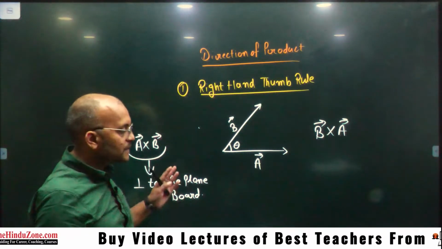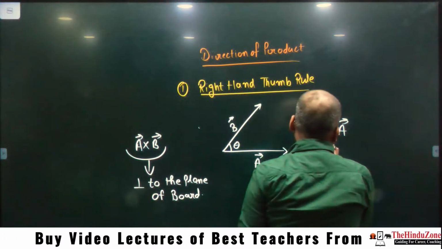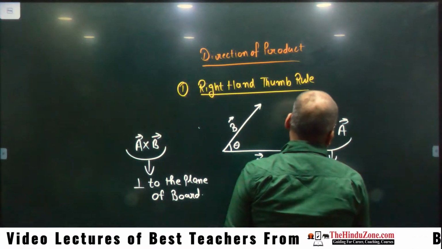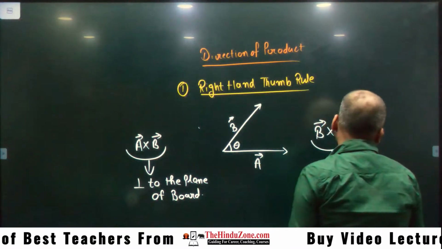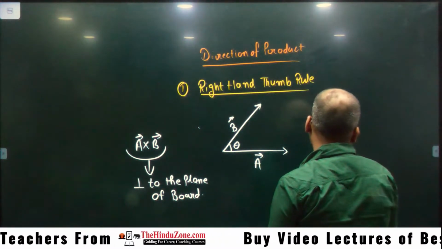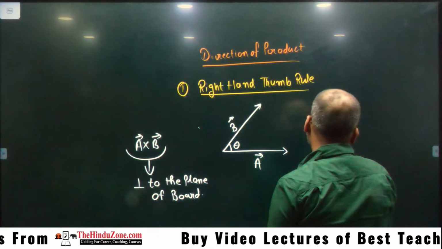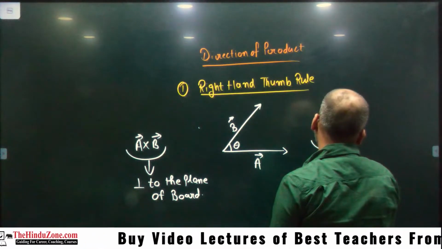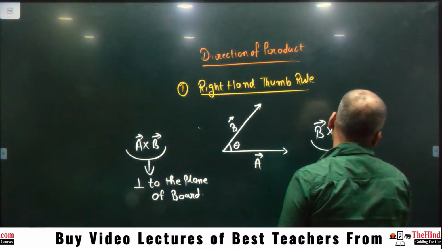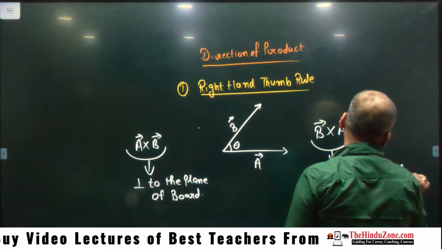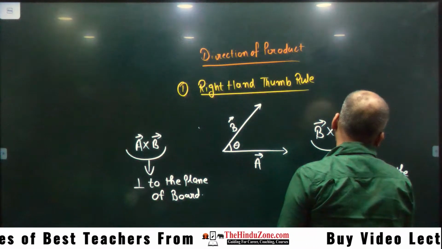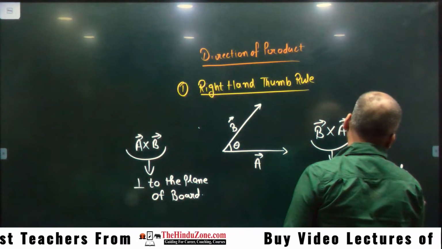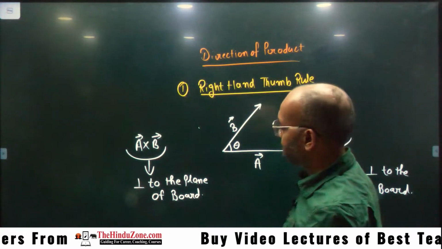Okay. So for B cross A, the direction of product will be perpendicular to the plane of board, inside and perpendicular. Got it or not?